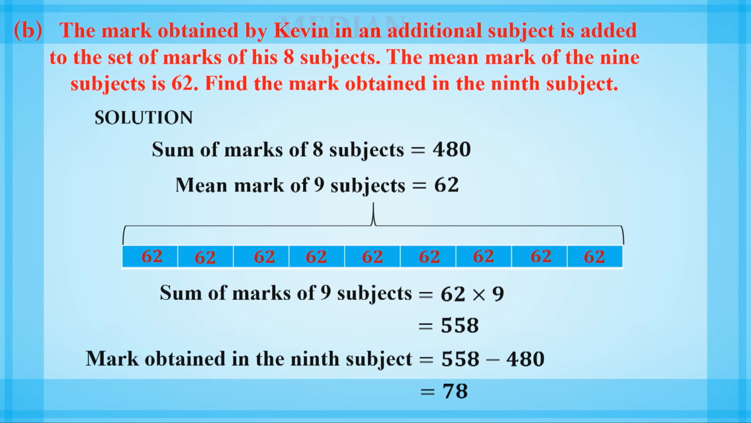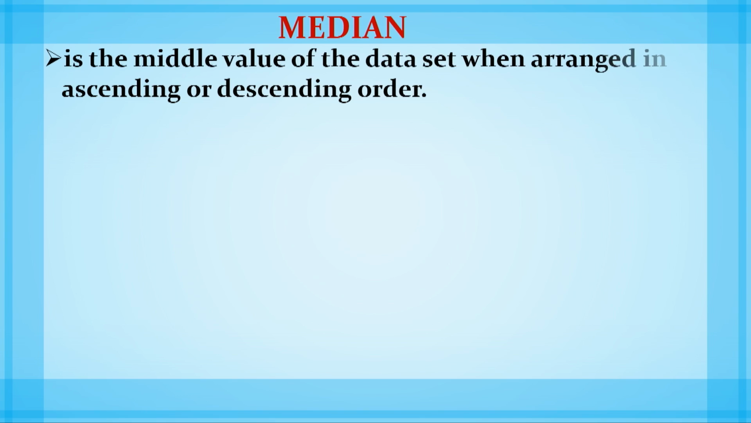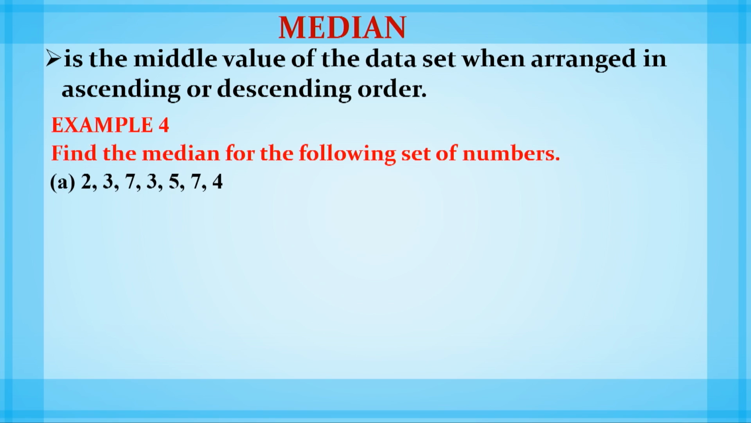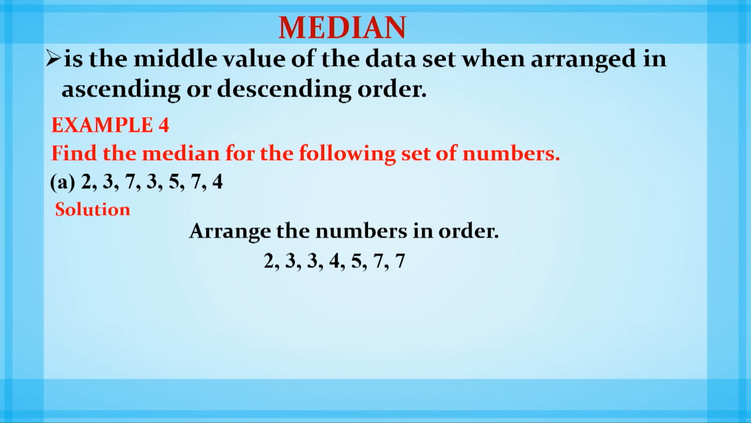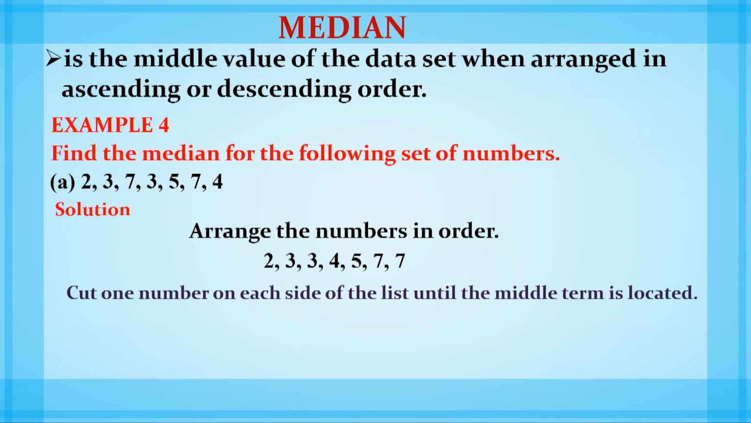Next, we look at median. Remember, median is the middle value of the data set when arranged in ascending or descending order. Let's consider the following example. In part A, first we arrange the numbers in order. Next, we cut one number on each side of the list until the middle term is located, as demonstrated below. Hence, the median is 4.